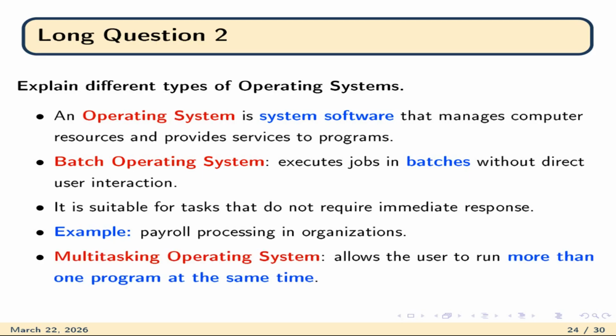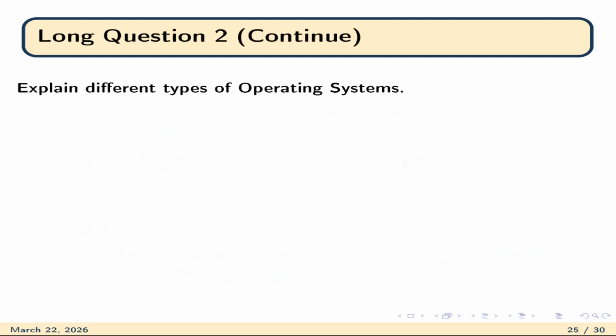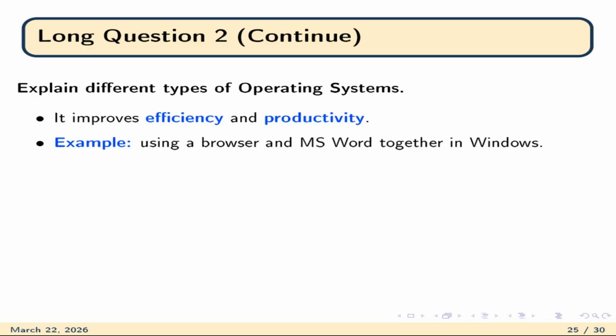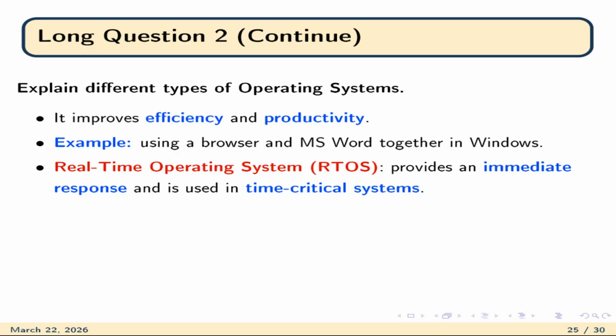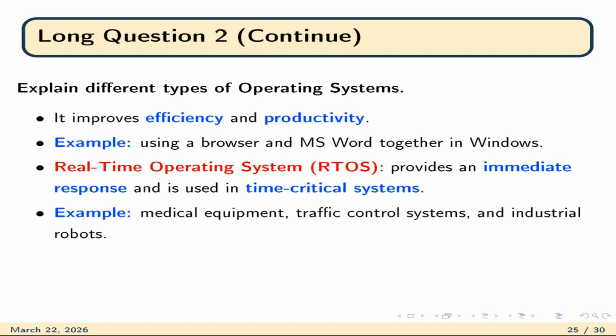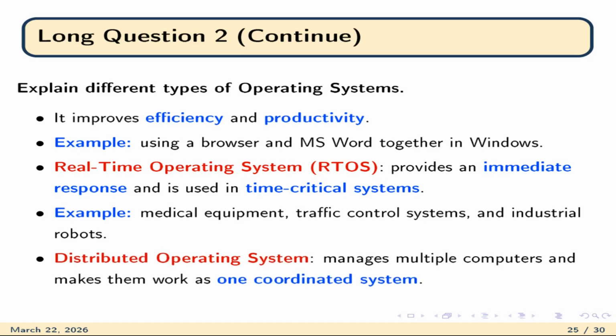Multitasking operating systems allow the user to run more than one program at the same time. It improves efficiency and productivity. Example: using a browser and MS Word together in Windows. Real-time operating systems provide an immediate response and are used in time-critical systems. Examples: medical equipment, traffic control systems, and industrial robots. Distributed operating systems manage multiple computers and make them work as one coordinated system.